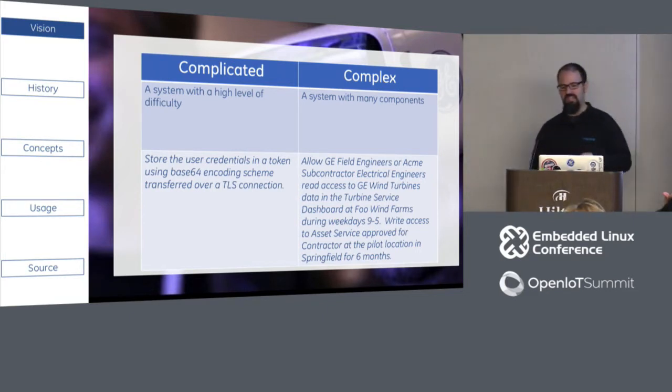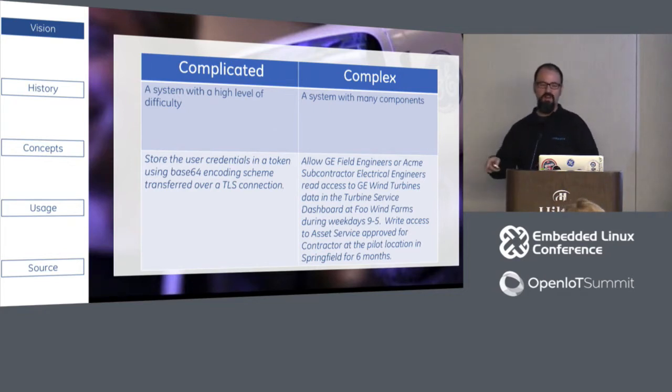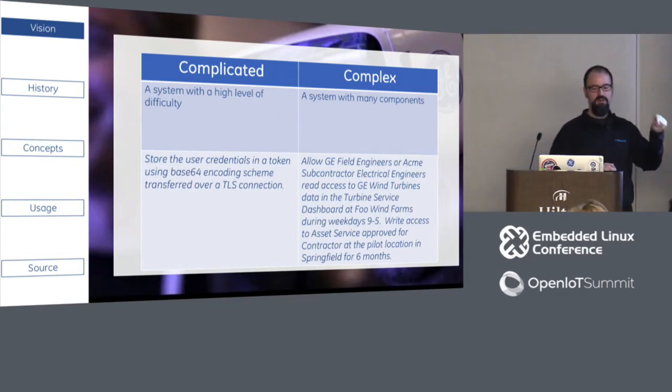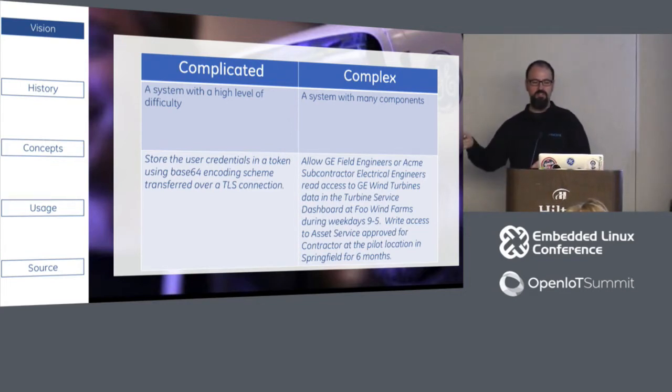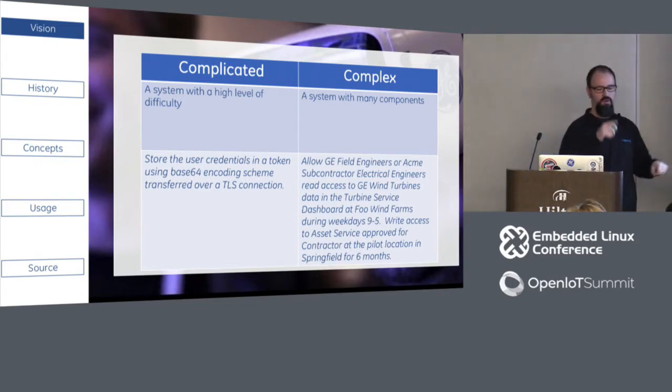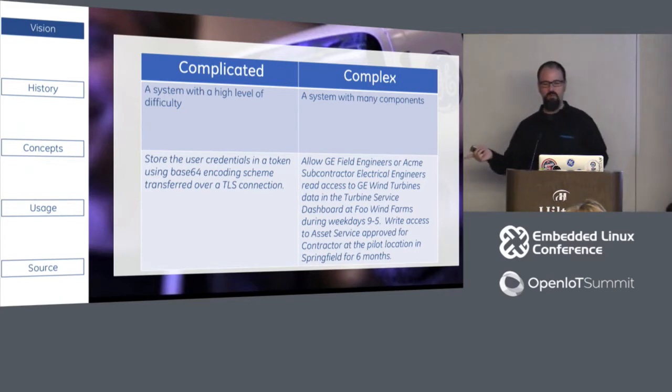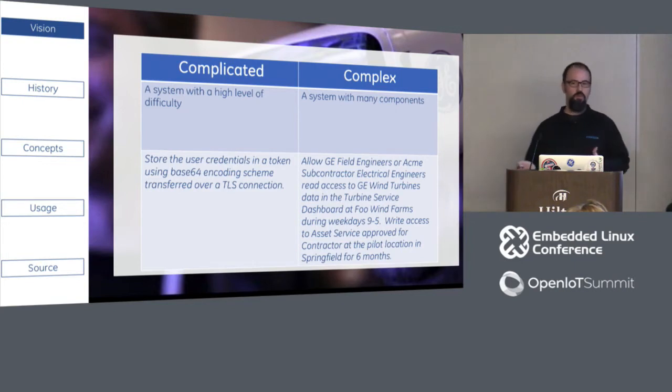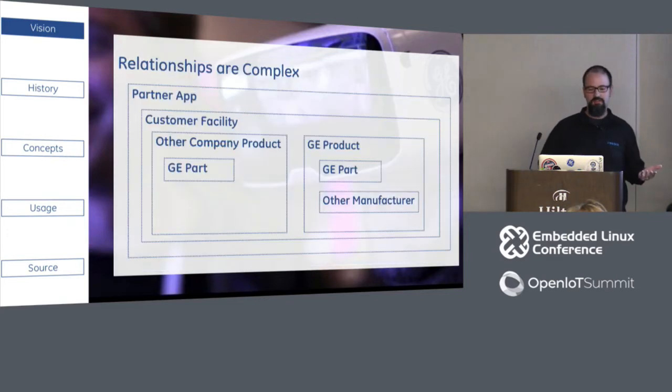So allow GE field engineers or a subcontractor who has electrical engineers read access to the data coming out of that wind turbine using this piece of software that was developed by an integrated service provider at a particular customer's location during weekdays, except for their one location in Springfield where that contractor is doing a pilot program, so therefore he has write access, but only for the next 6 months. It's a little bit more complex. Everything there individually is pretty simple, but taken all together, you have a lot of complexity to manage.